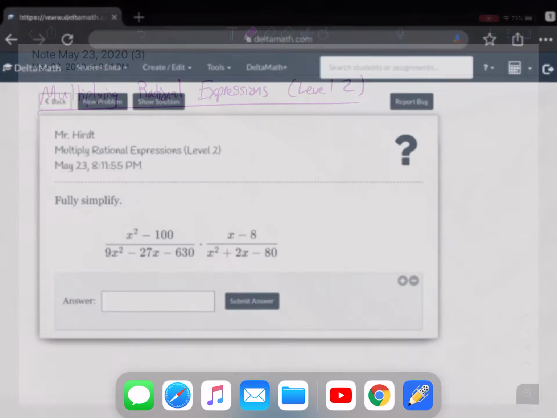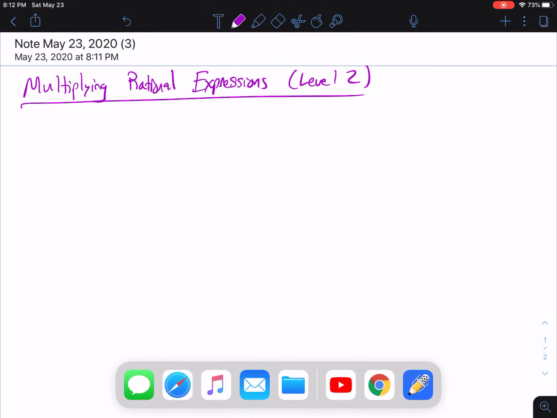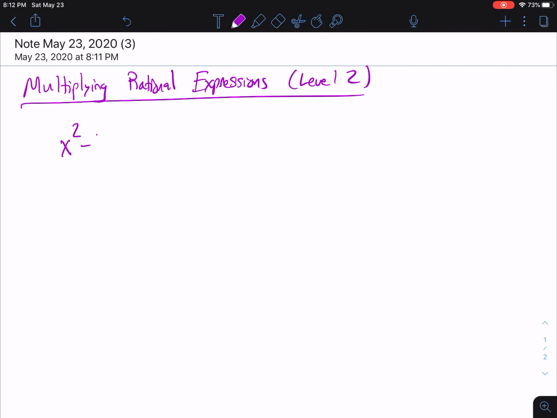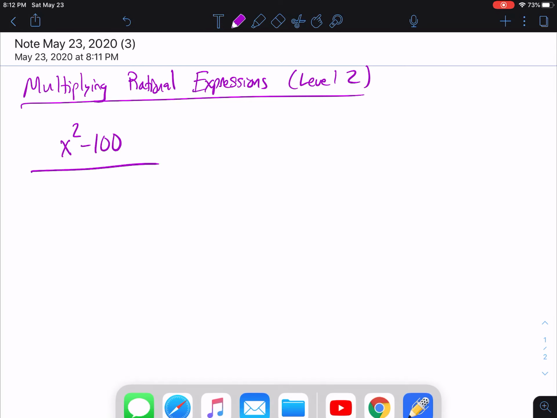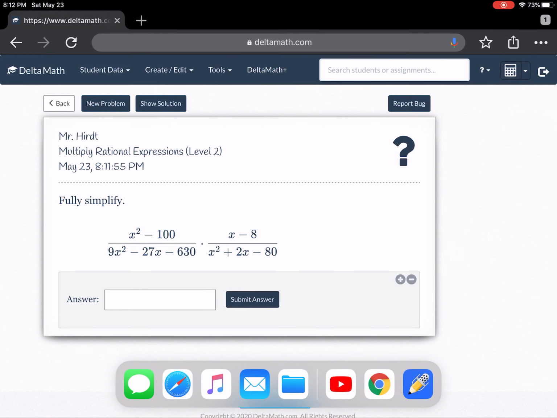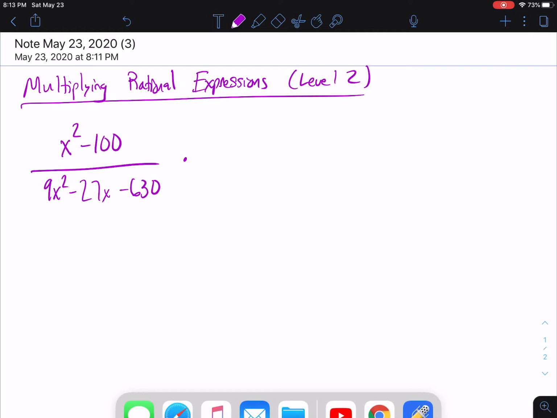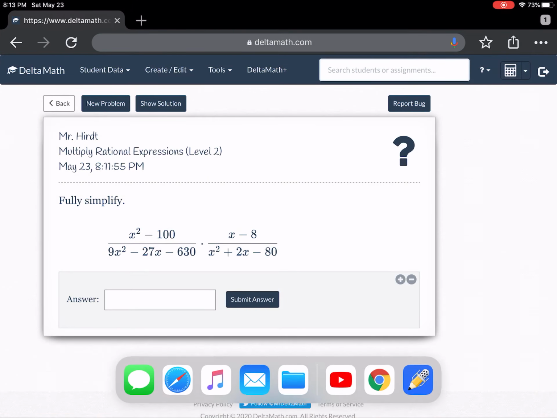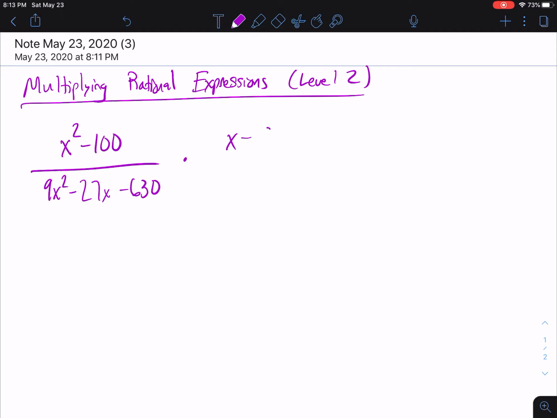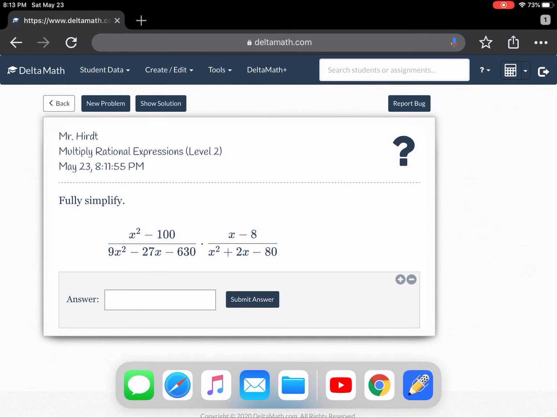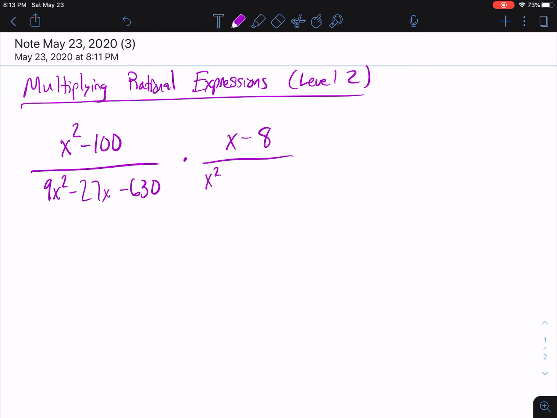Let's take a look. So we're going to start with the following fraction, x squared minus 100, and that is over 9x squared minus 27x minus 630. Then we have the multiplication sign. We've got x minus 8, and then on the bottom right, we have x squared plus 2x minus 80.